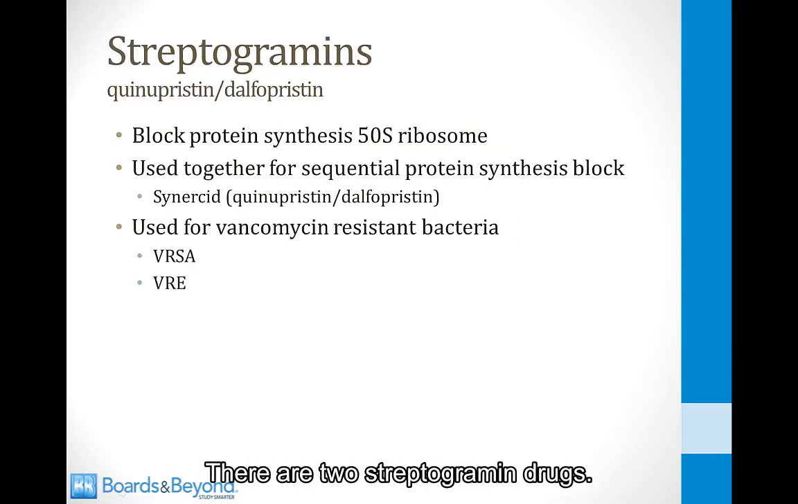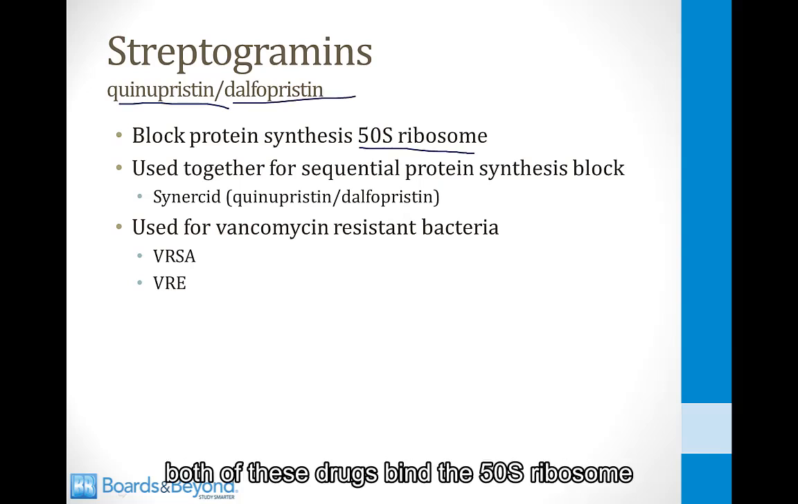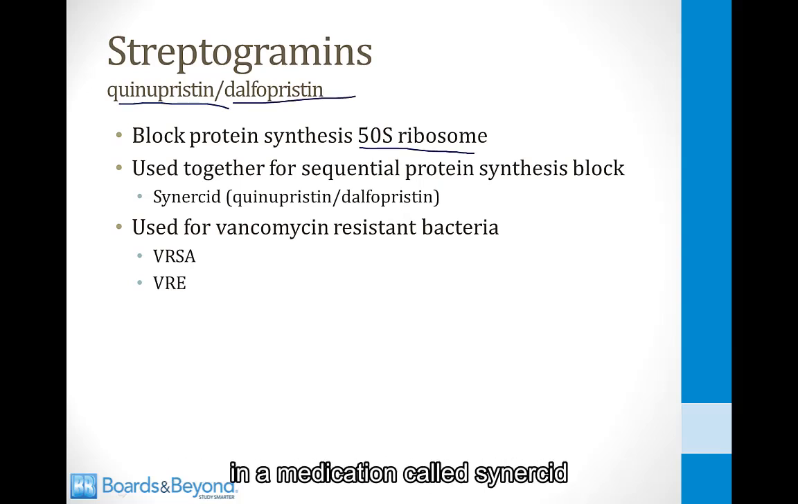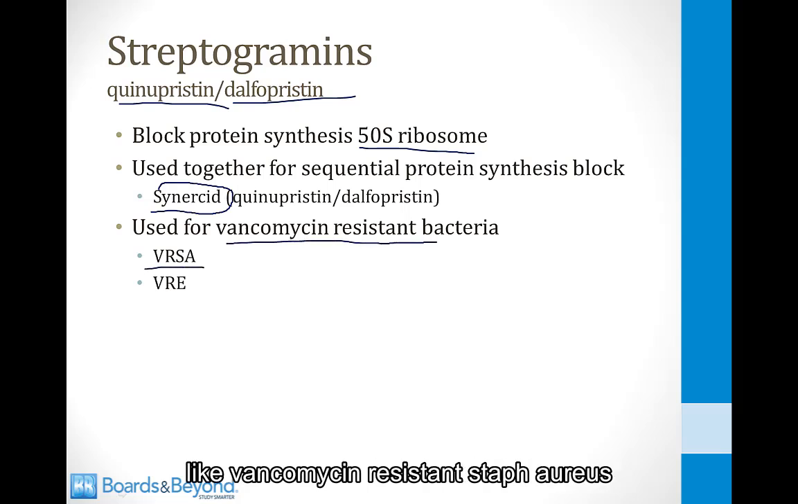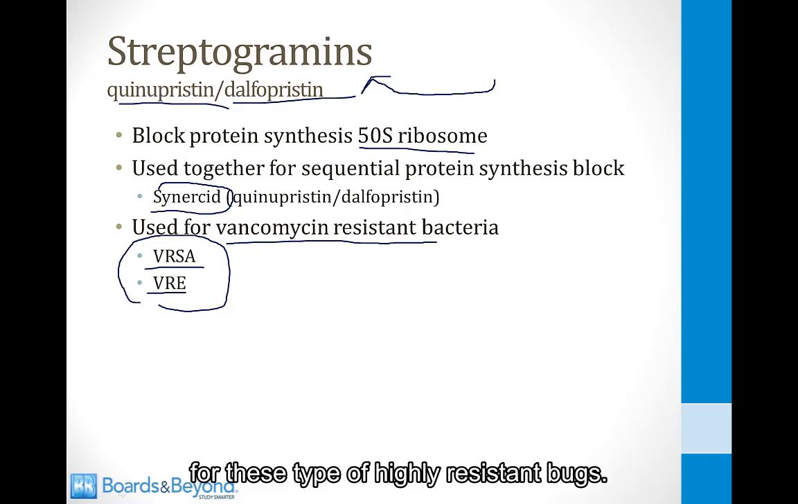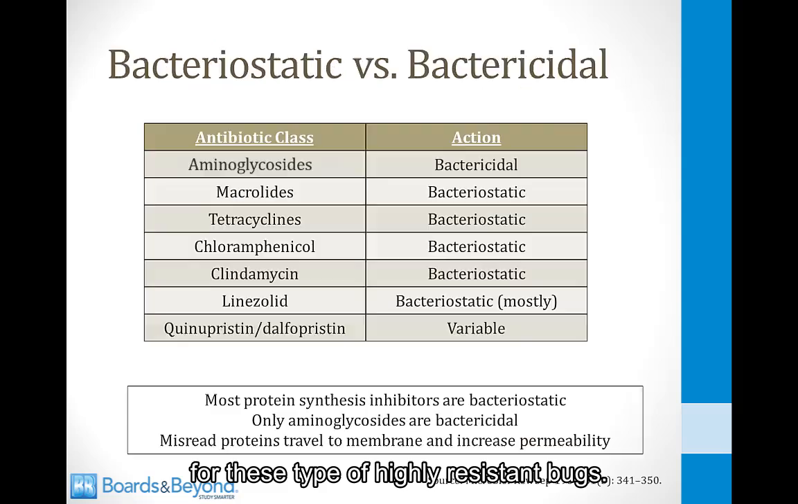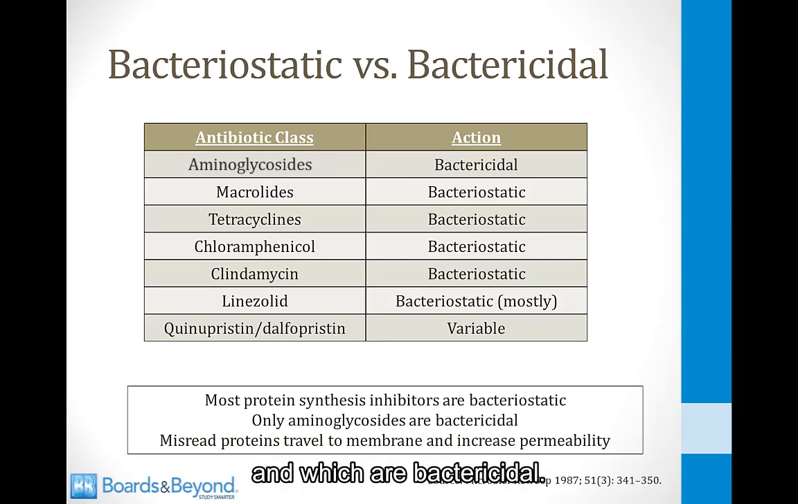There are 2 streptogramin drugs. These are quinupristin and dalfopristin. Both of these drugs bind the 50S ribosome, and they're used together in a medication called Synercid to sequentially block protein synthesis. And the use of this drug is for vancomycin-resistant bacteria like vancomycin-resistant Staph aureus and vancomycin-resistant enterococcus. These are rare but deadly bacteria, and these are sometimes called the antibiotics of last resort for these type of highly resistant bugs.